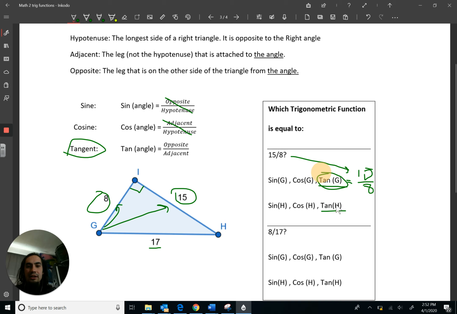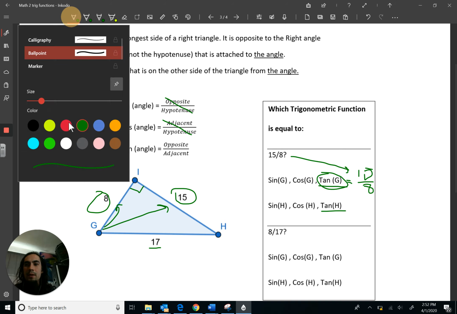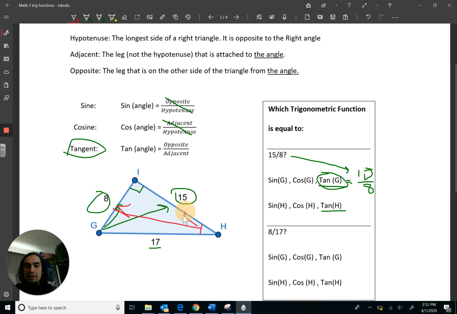Let's double check tangent H. I'll use a different color here. If we're looking at angle H, opposite is 8, adjacent is 15. So this would actually be 8 over 15. So that's not the right answer. So we are confident that tangent G is the correct answer for this question.